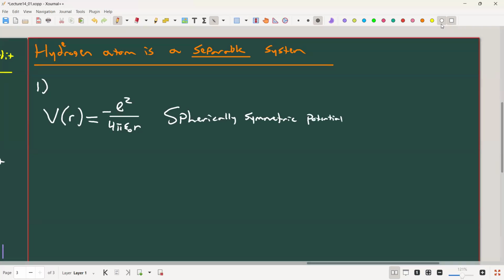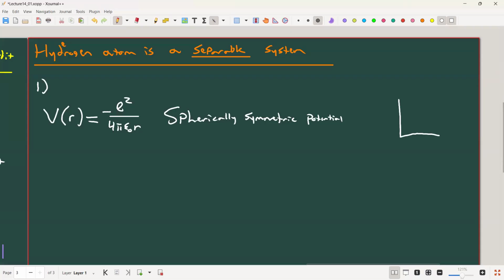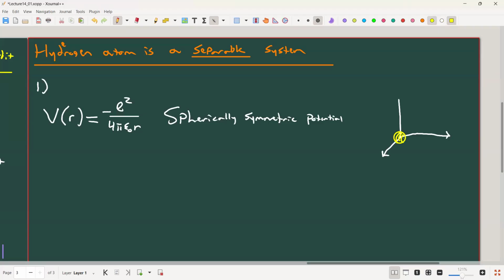Imagine that I embed my proton in my coordinate system, and I ask the question, what positions in space have some potential energy V? Well, it's all the positions at distance R from the proton. So I can draw my arc somewhere here, but I can also draw it here and get the same answer. I can draw it in any direction.